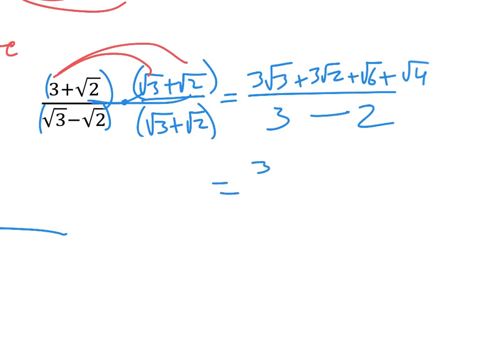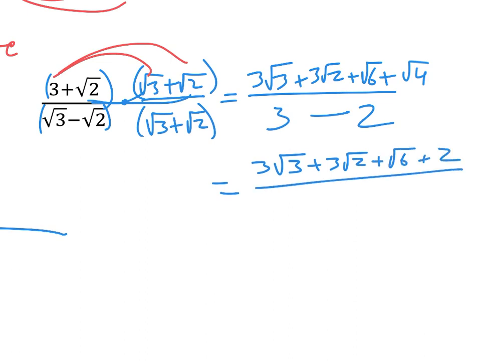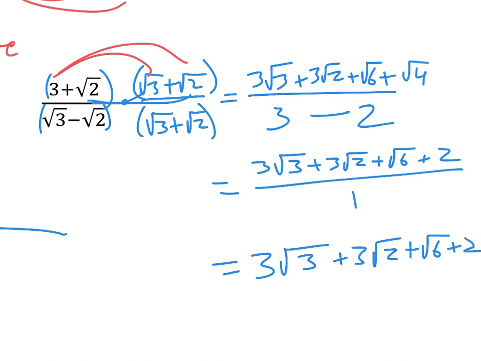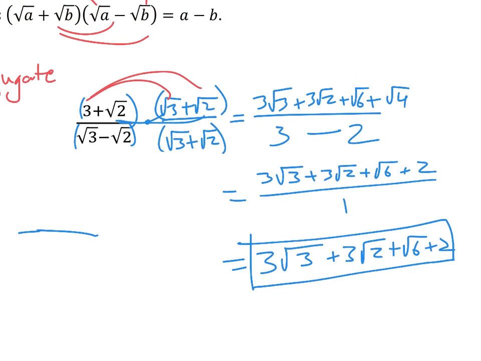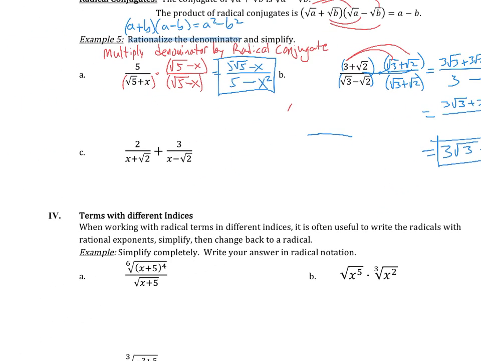And that doesn't simplify too much. 3 square root of 3 plus 3 square root of 2 plus the square root of 6 plus 2. We can't do much with that. But what's the bottom? The bottom is just 1. So does the bottom really need to be there? Nah. We don't need the bottom there, because when you divide by 1, it doesn't change anything. Okay, that's the idea there. Hope that makes sense.